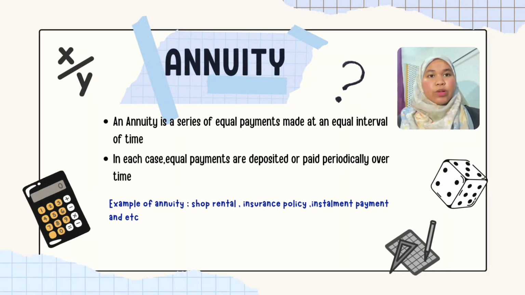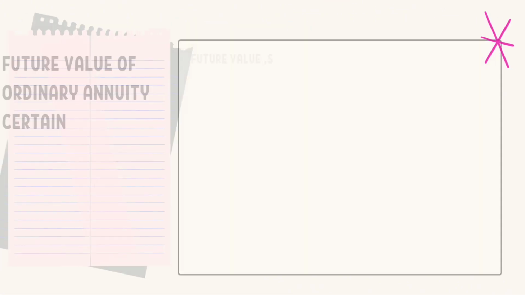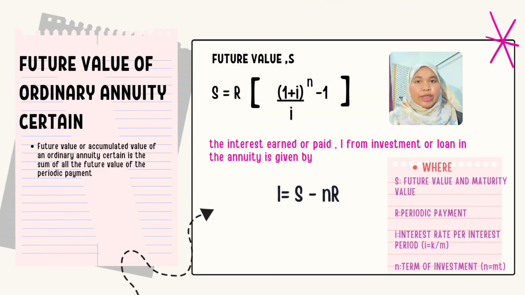Annuity is a series of equal payments made at an equal interval of time. In each case, equal payments are deposited or paid periodically over time. Examples of annuity are house rental, insurance policy, and installment payment. Future value of ordinary annuity certain. Formula for future value is S equal R bracket 1 plus I to the power of n minus 1 divided by I bracket, where S is future value and maturity value, R is periodic payment, I is interest rate per interest period, and n is term of investment.